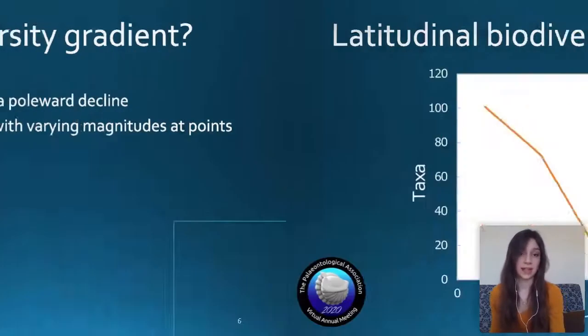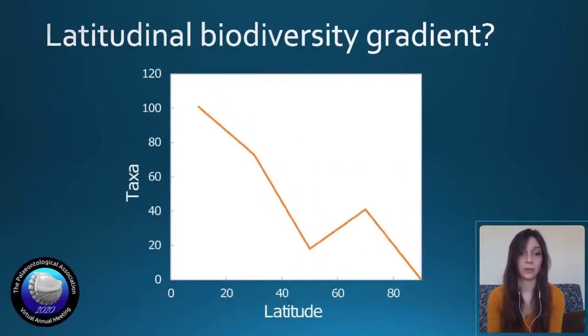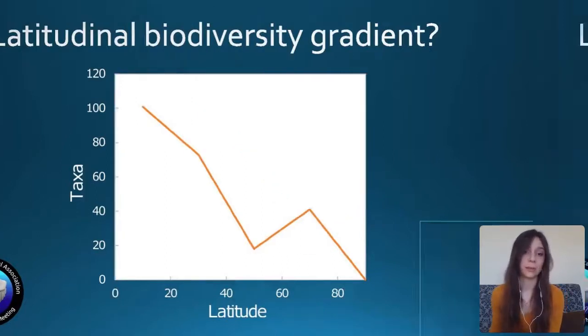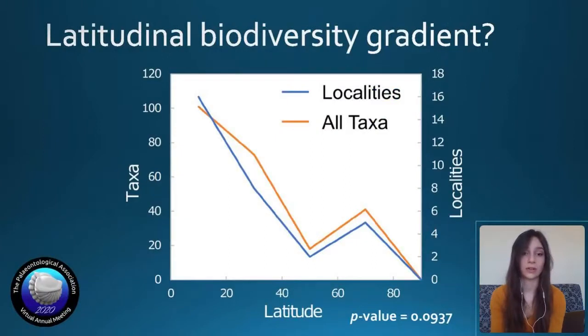So during the Ediacaran, if I plot the raw taxonomic density across latitudes, it appears that there's higher diversity at low latitudes, which decreases towards the poles. However, when I then impose the number of localities that we have across the latitudes, you can see that this gradient roughly tracks the sampling bias that we have from this time.